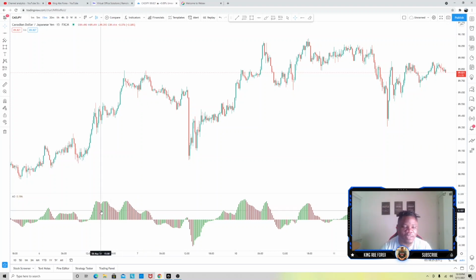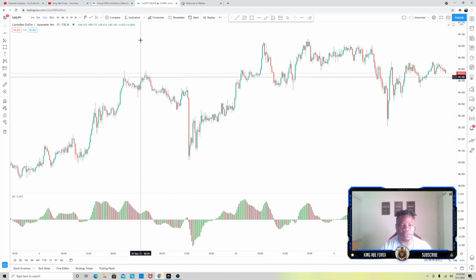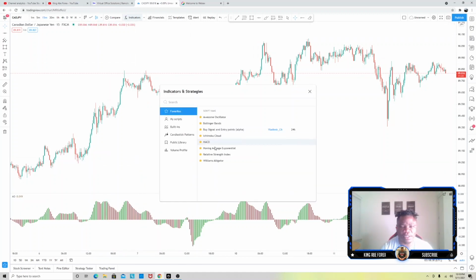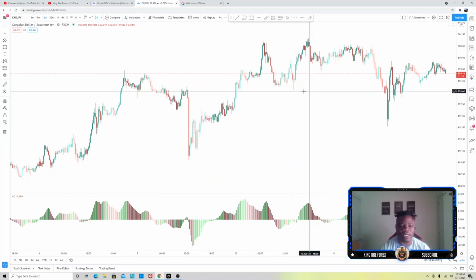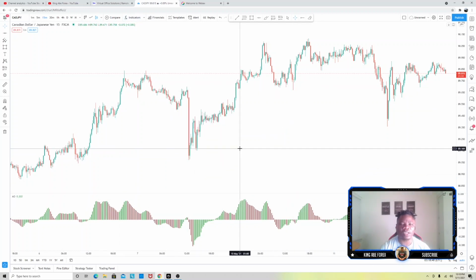If you look down here, you can see this indicator. This indicator is called the Awesome Oscillator, and to add it onto your chart, you go over here to indicators and search for Awesome Oscillator, and this is it right over here. Now, using this strategy, we're going to be using two more indicators, and they are moving averages, but exponential, EMA, not SMA, so not simple moving average.